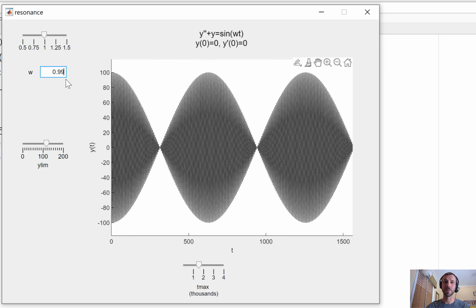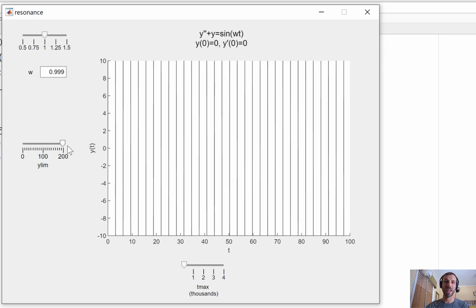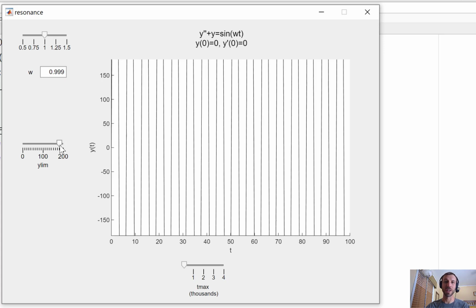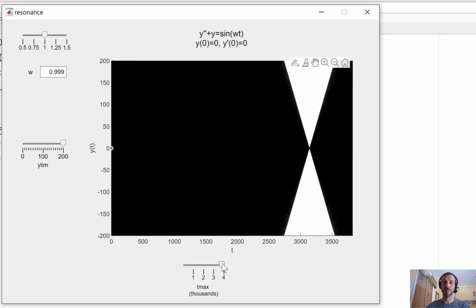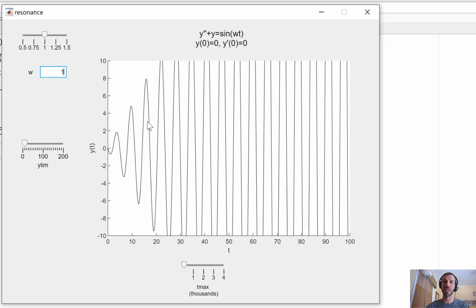But nevertheless, if I look at things on a long enough time scale, I will still see the same pattern of beats emerging. Even if I go to 0.999 and increase my y limits all the way up to close to 200 here, that's still not enough to see this. However, if you increase the time scale, you'll notice that we eventually do see this beat where the solution dies back off after a finite amount of time. It's only that sweet spot where omega equals 1 that we actually see these growing amplitude oscillations.